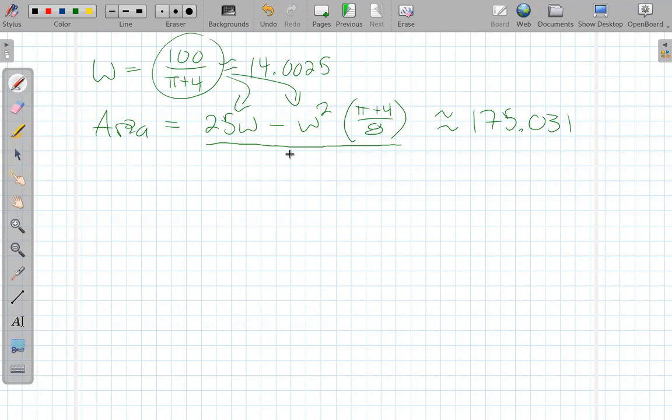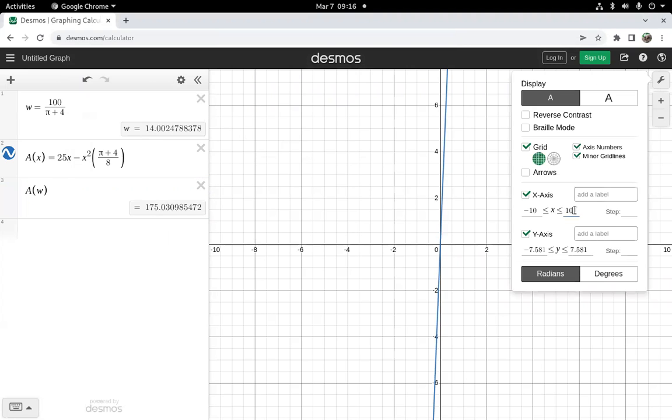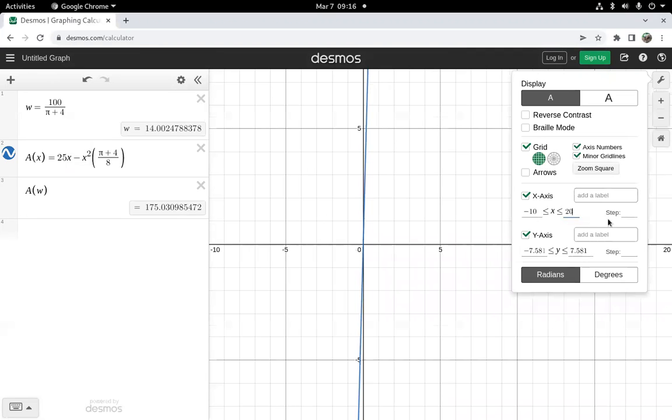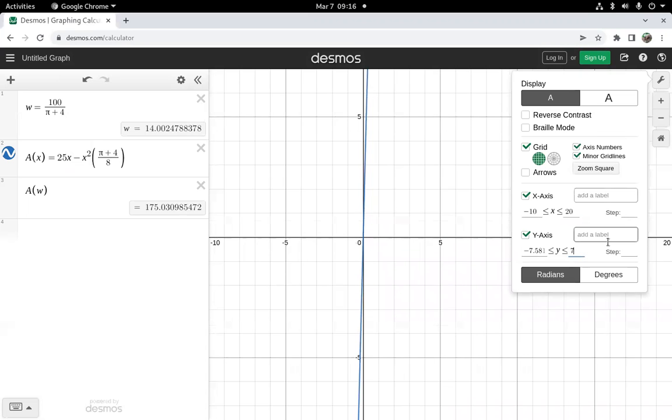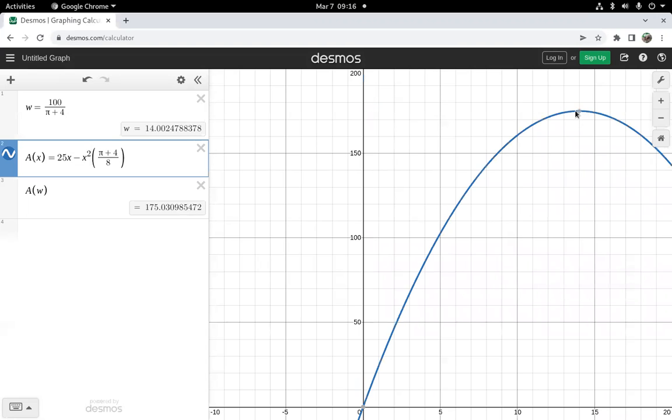So I entered that as a function of X on my calculator here. And I should see that the point that's the highest here, right? This is a quadratic. The highest point should be the point that's about 14, 175. So if we adjust the window to see that, let's go out beyond 14. So maybe we'll go out to X equals 20, and then Y, let's go up to like 200. And then the maximum point should be right here at the top, which should be that 14.002. There we go, 175, we nailed it.